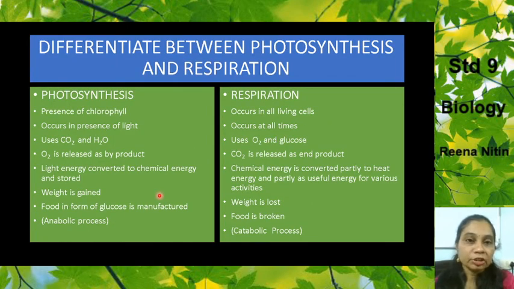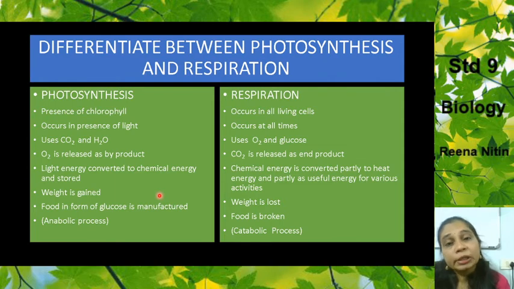Now we have finished with the experiments. Now we go to the last part of the chapter. It is to differentiate between photosynthesis and respiration. Now photosynthesis has the presence of chlorophyll. You know that in green plants, they require chlorophyll. It takes place in the presence of the green pigment known as chlorophyll, while respiration occurs in all the living cells of the body.